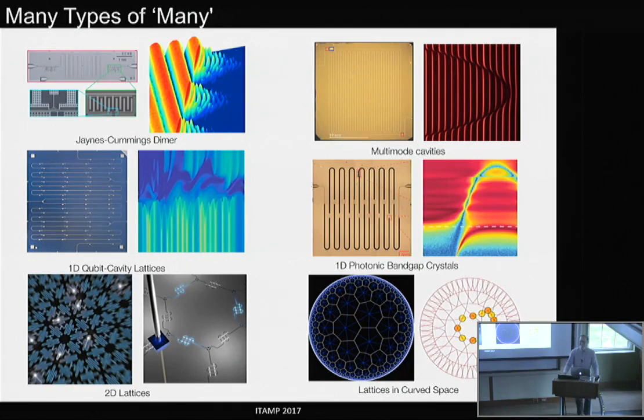One question about your scanning microscope. This is really cool. So this array that you looked at was linear. Yeah.